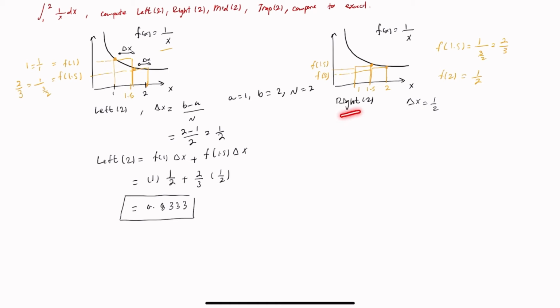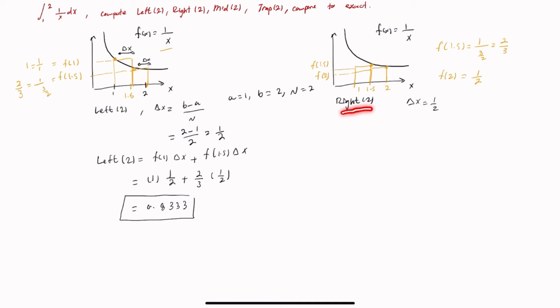Now remember again, right of 2 is going to be the estimation of the area under the curve in here. And that estimation has two rectangles. So first, it's going to be the area of this rectangle plus the area of this rectangle. We already found delta x, which is this one in here. We also found the height of the first rectangle, which is f of 1.5, and the height of the second rectangle, which is f of 2.